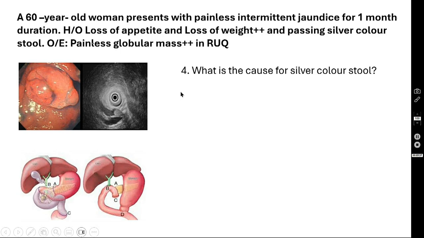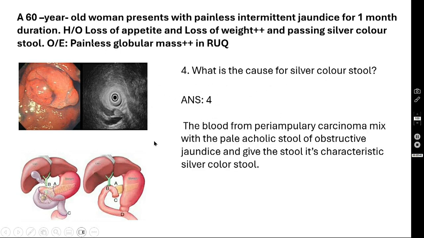Okay, coming to question number 4. What is the cause for the silver color stool, which is very characteristic of peri-ampullary carcinoma? The correct answer is, usually this is a carcinoma. See, this is the growth, the ampullary area. So what will happen? Spontaneously, this bleeds. May not be gross bleeding, but occult bleeding will be there. And this blood will mix with the acholic stool of the obstructive jaundice, and that gives a characteristic silver color to the stool.